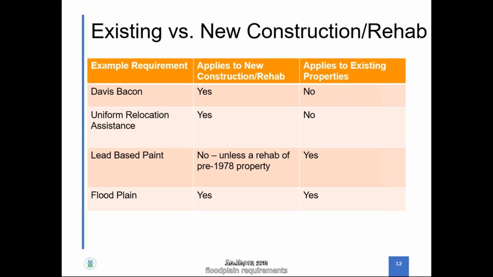So there are floodplain requirements for both new and existing properties. If you have any concerns about any of these regulations, grantees are encouraged to bring those concerns to their TA technical assistance lead's attention.